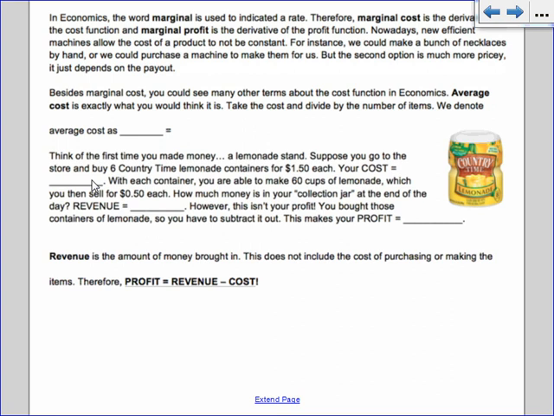Yeah. All right, so in econ, whenever you use the word marginal, it's used to indicate a rate. So the marginal cost is just the cost per item at a specific moment in time. Marginal profit is the derivative of the profit function, so it's the profit per item at that certain point in time. So it says, nowadays, new efficient machines allow the cost of a product to not be constant.